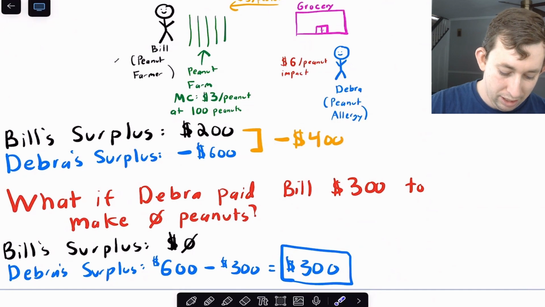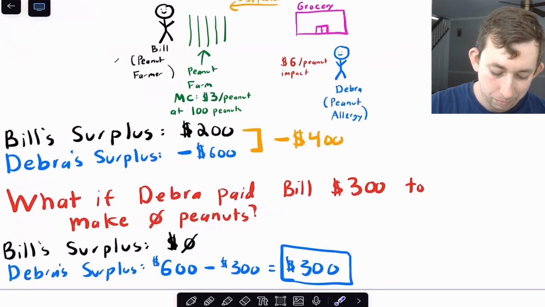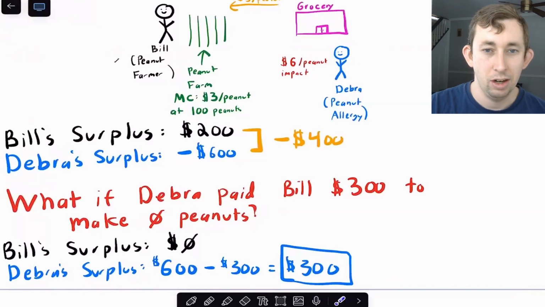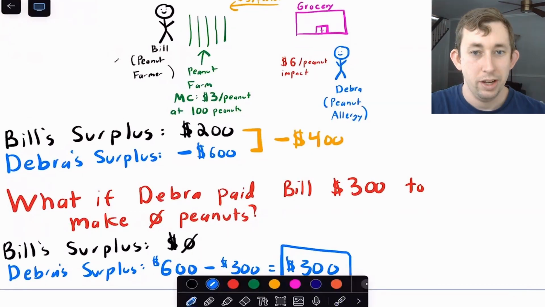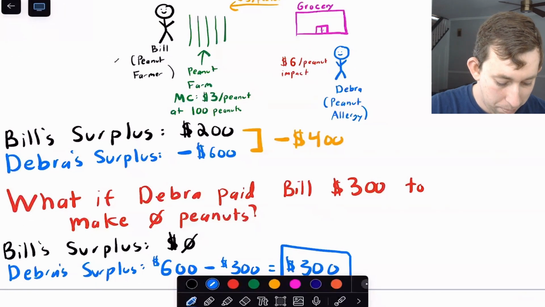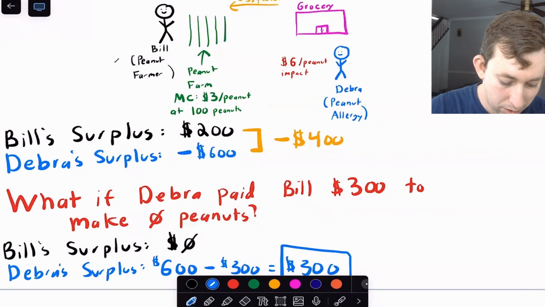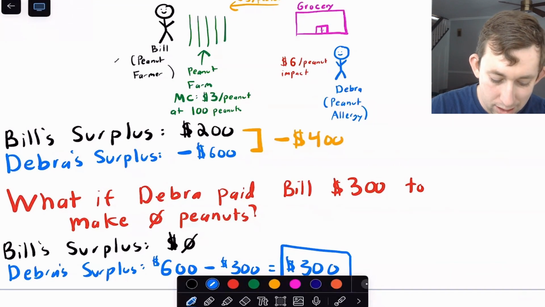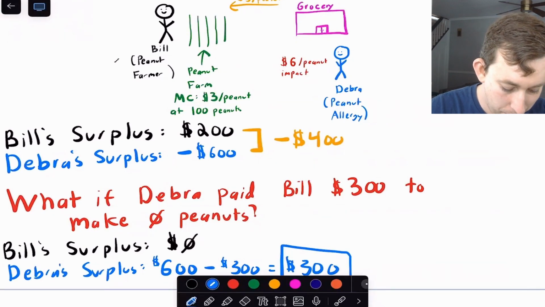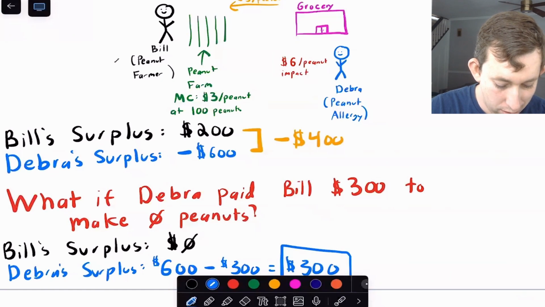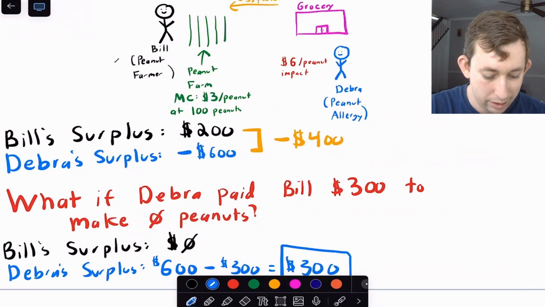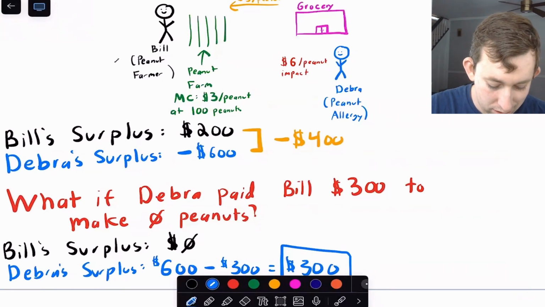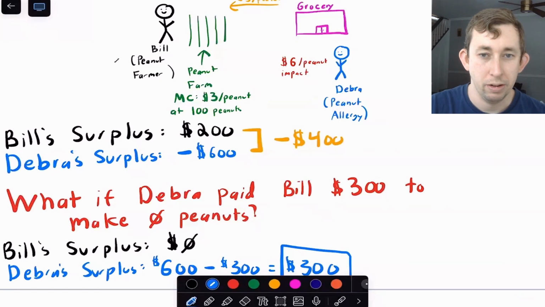Well, notice that if Deborah decides to pay Bill $300, she's going to say, hey, I'll pay you $300 to make 0 peanuts. Bill says, okay. So if we compare Bill's surplus to whatever he's doing, it cost him $300 to make those peanuts, but he's not going to sell them. So we're going to say that he is making 0. And Deborah's surplus is going to be $600 minus $300, because her surplus of $600 is the fact that she no longer has to deal with this peanut allergy, and she is able to be better off than if Bill was making the peanuts.